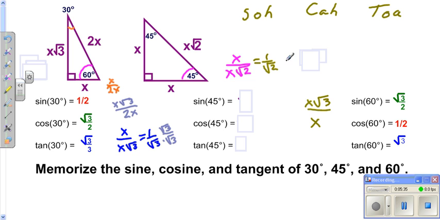However, keep in mind you don't want to leave a root in the bottom, so you've got to multiply the top by root 2 and the bottom by root 2. And we end up multiplying on the top, and we get a root 2. Multiply on the bottom, we get a 2.